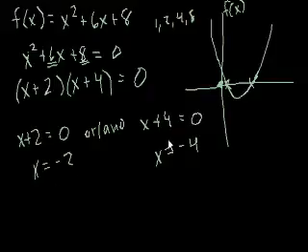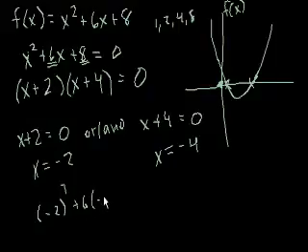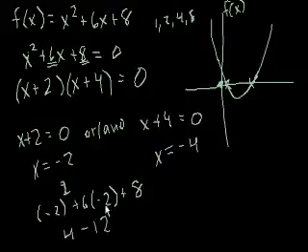And if we substitute either of these into the original equation, we'll see that it works. Let's just try it with minus 2, and I'll leave minus 4 up to you. So minus 2 squared plus 6 times minus 2 plus 8. Minus 2 squared is 4, minus 12, 6 times minus 2, plus 8. And sure enough, that equals 0. And if you did the same thing with negative 4, you'd also see that that works.